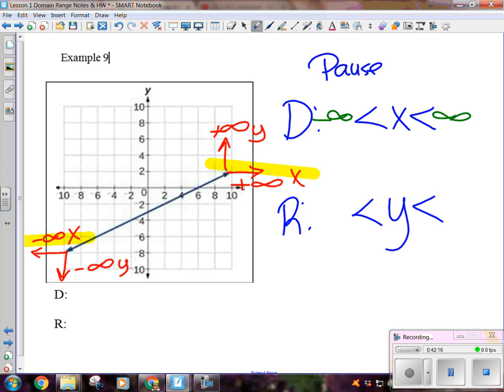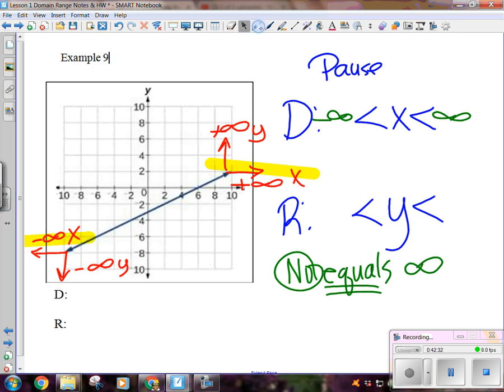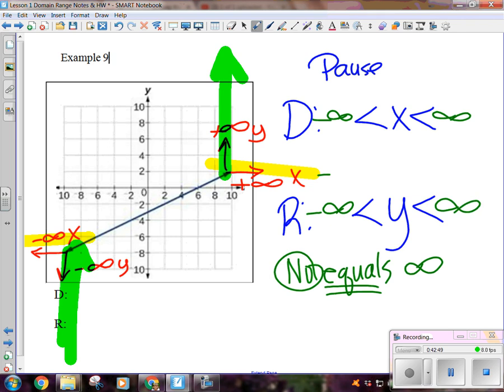And just to make sure that I've said this, there is no equals on infinity. Ever, ever, ever. No equals on infinity, because you cannot tell me what value infinity is. It doesn't have an actual numerical value. It's an idea of numbers that get bigger and bigger. All right, same thing in the y direction. I'm going to come up from the negative infinity numbers in the y direction, and I'm going to keep going up. So I'm coming from negative infinity, and I'm going to positive infinity, no equals.